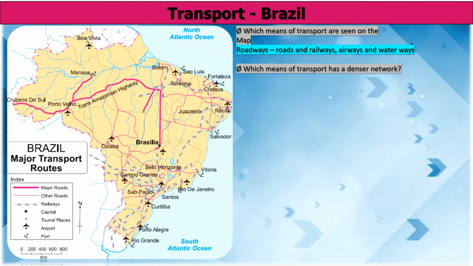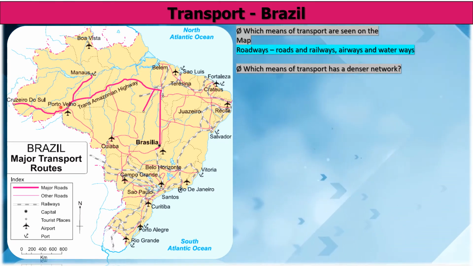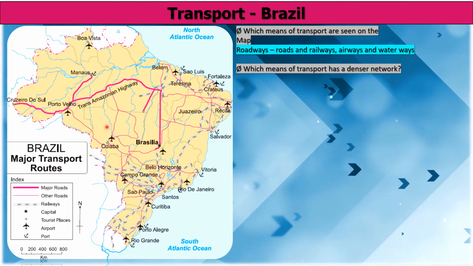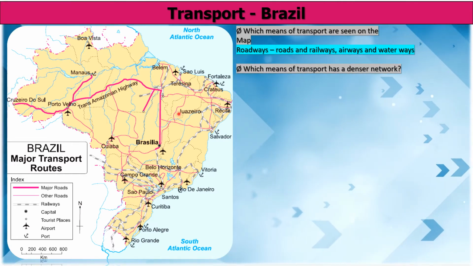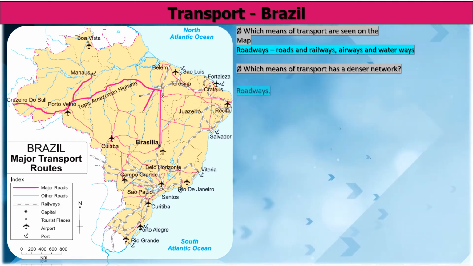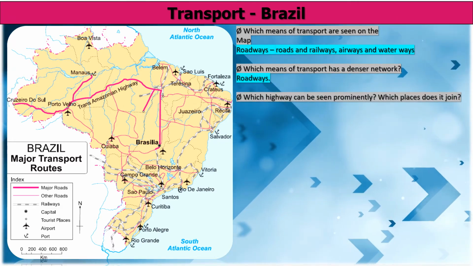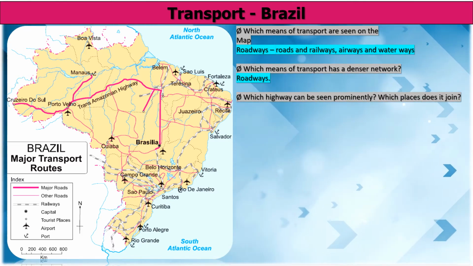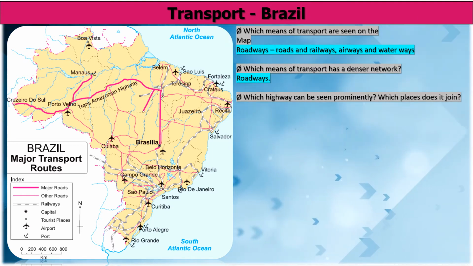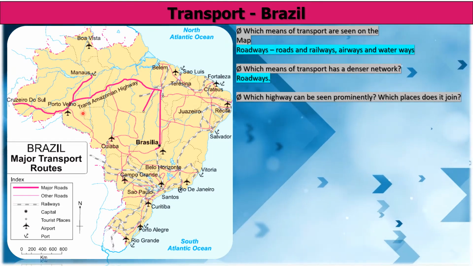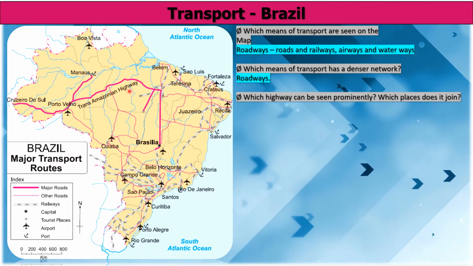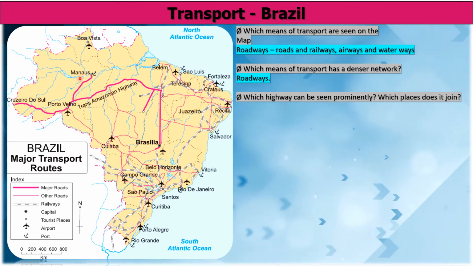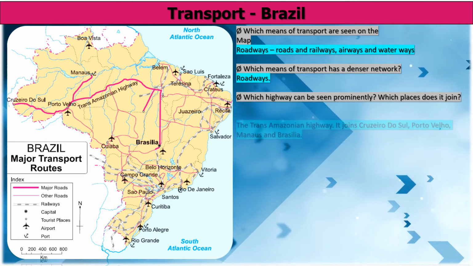Now, as told before, the roadways have a denser network in Brazil. It is spread in more parts of Brazil than any other transport system. So the answer is roadways. The next question, which highway can be seen prominently? Which places does it join? Now the highway that is shown prominently here is the Trans-Amazonian Highway. It joins Cruzeiro do Sul, Porto Velho, Manaus and Brasilia.